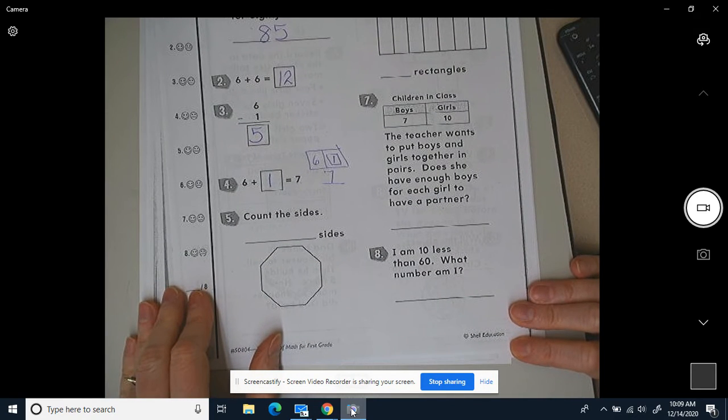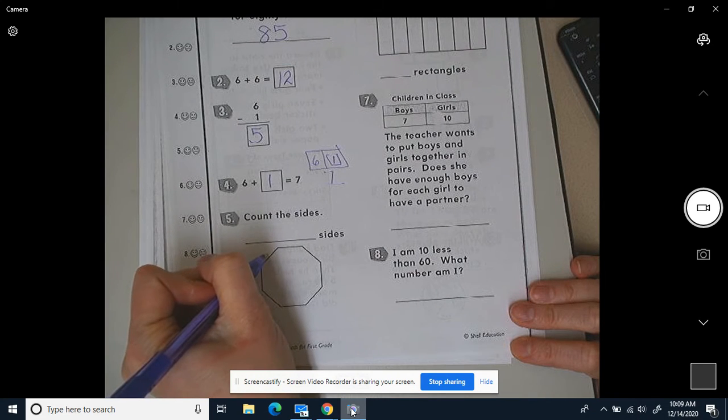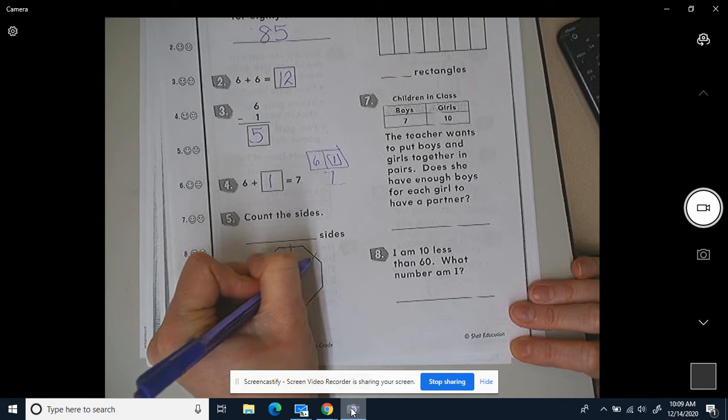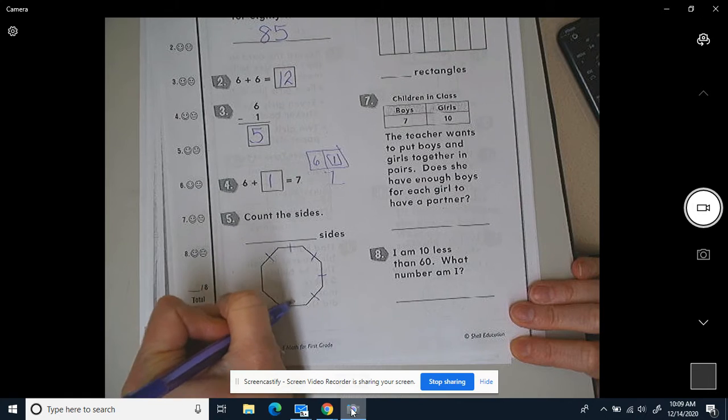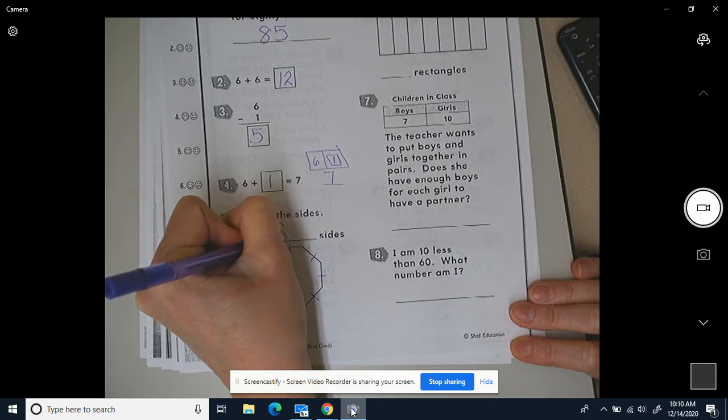Number 5, count the sides. Ooh, we had to draw one of these last week. I think it was last week. Let's count them. Mathematicians mark sides like this. 1, 2, 3, 4, 5, 6, 7, 8 sides.